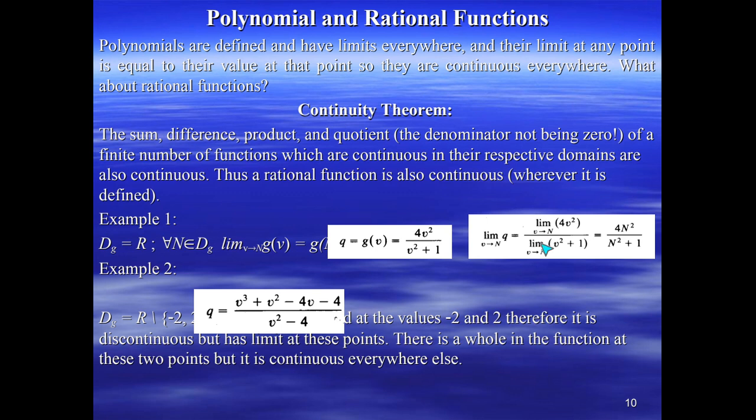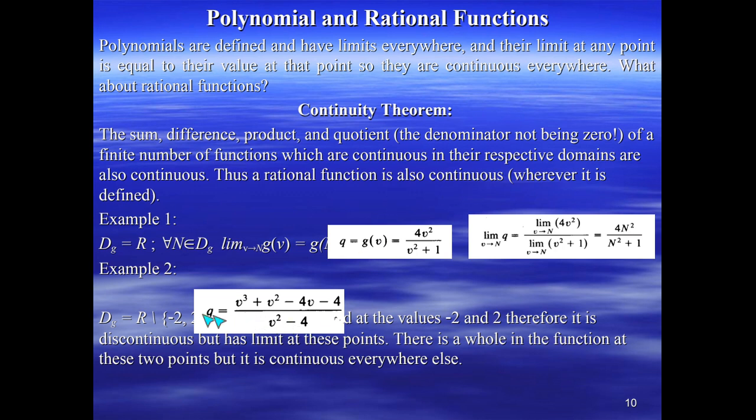And what is its limit? Its limit is the limit of the numerator divided by the limit of the denominator. The limit of q when v goes to n is equal to the limit when v goes to n of 4 v square over the limit when v goes to n of v square plus 1. The limit of 4 v square when v goes to n is 4 n square. The limit of v square plus 1 when v goes to n is n square plus 1. So the limit of this function when v goes to n is 4 n square over n square plus 1. But what is the value of this function at the point n? It is 4 n square over n square plus 1, which is the limit of the function. So the limit is equal to the value of the function at that point, so the function is continuous, you see.